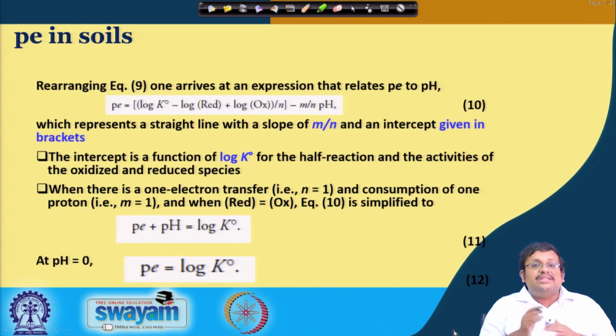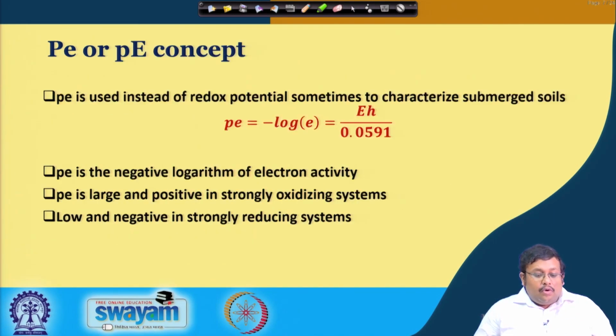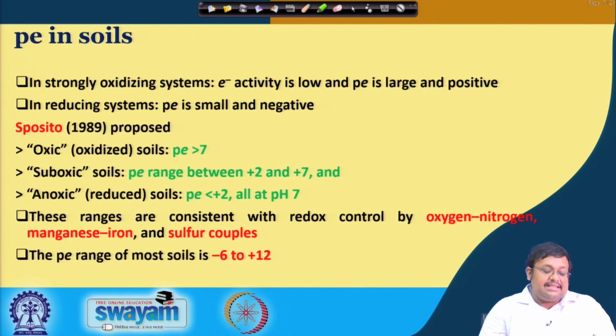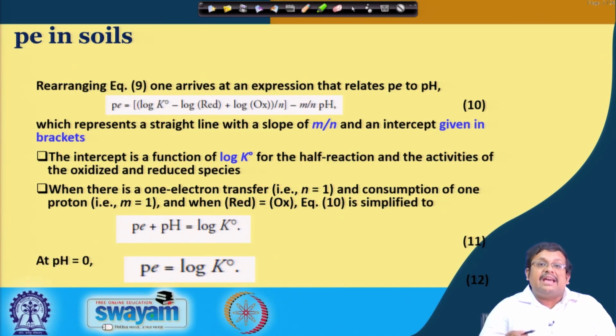So, if we just rearrange equation 9. So, what was equation 9? If you go back and see, this is the equation 9 we have talked about: log K equals the logarithm of reduced species concentration minus the logarithm of oxidized species concentration minus n log e minus m log H plus. So, basically if we rearrange this equation, we can arrive at an expression that relates pe to pH.